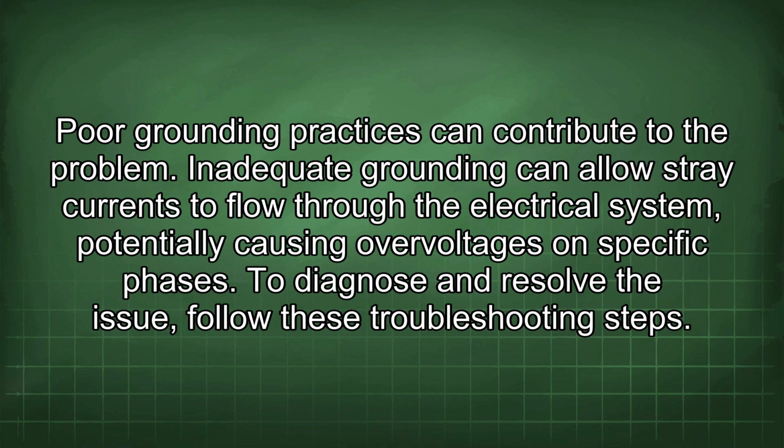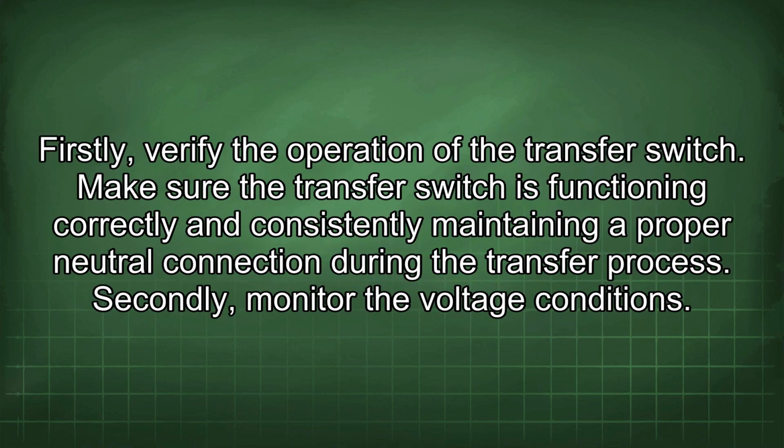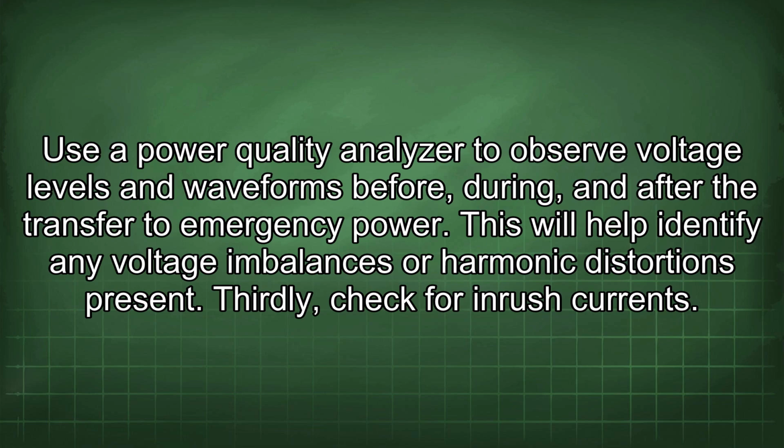To diagnose and resolve the issue, follow these troubleshooting steps. Firstly, verify the operation of the transfer switch. Make sure the transfer switch is functioning correctly and consistently maintaining a proper neutral connection during the transfer process. Secondly, monitor the voltage conditions. Use a power quality analyzer to observe voltage levels and waveforms before, during, and after the transfer to emergency power. This will help identify any voltage imbalances or harmonic distortions present.